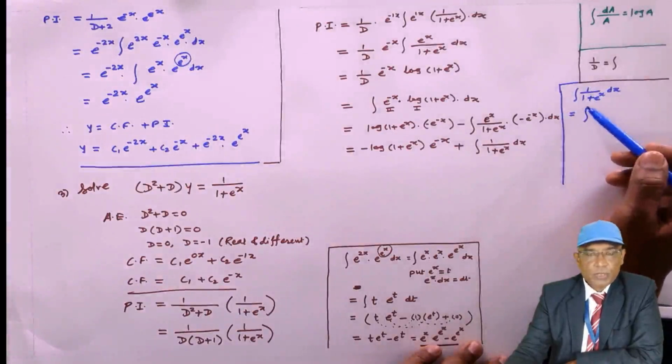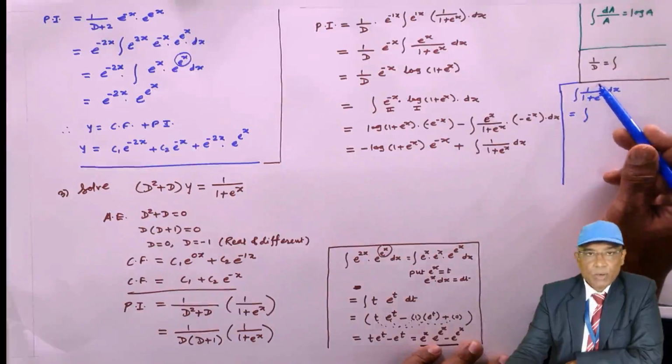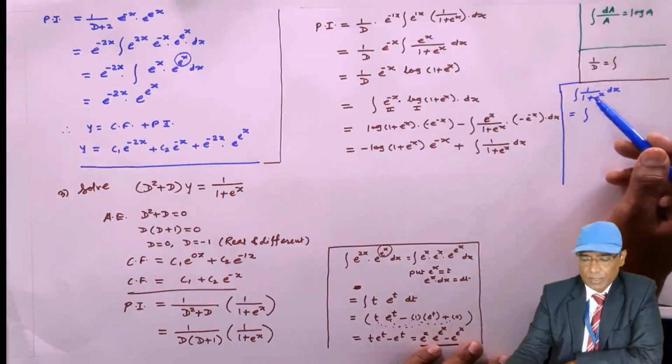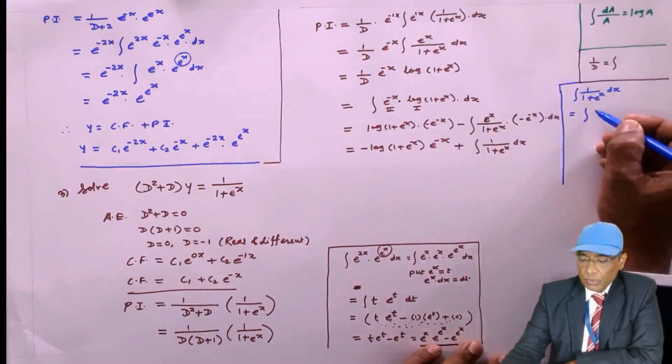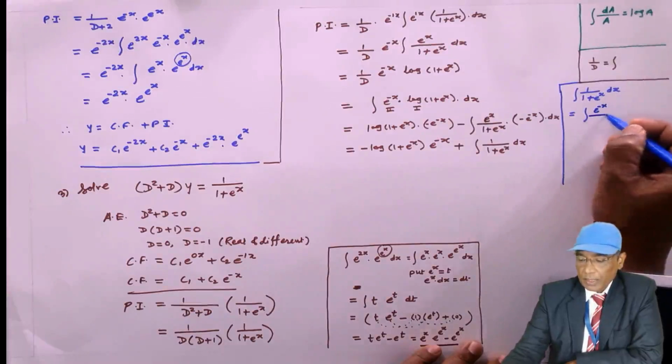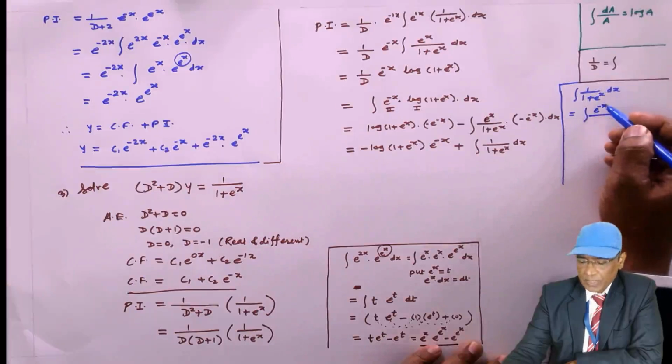In this situation, what to do? Whenever exponential functions are present in the denominator and its derivative is not present in the numerator, in that case what to do? Multiply by its conjugate, meaning e to the power x is there, multiply by e to the power minus x in the numerator as well as the denominator.